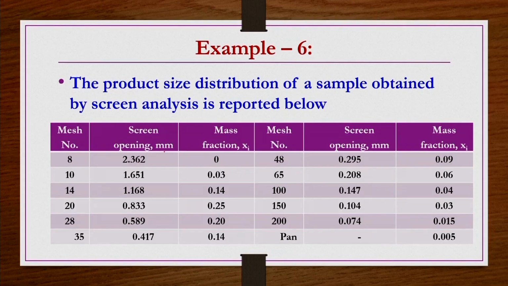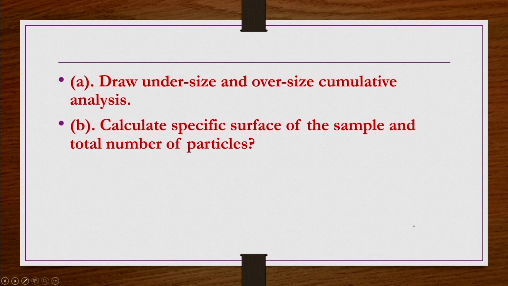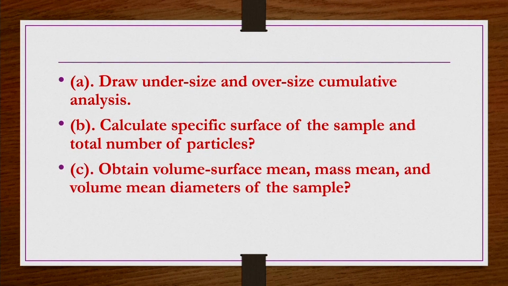So, we have screen increments from pan to 8 mesh in increasing order. The question is to draw the undersize and oversize cumulative analysis, and then calculate the specific surface of the sample and the total number of particles. Also obtain the volume surface mean, mass mean and volume mean diameters of the sample.